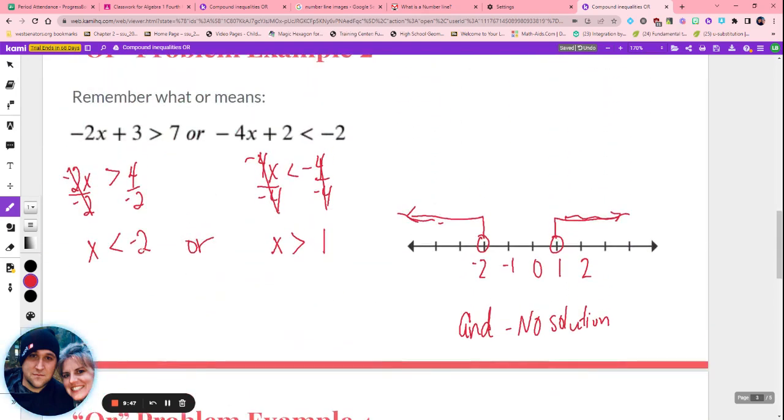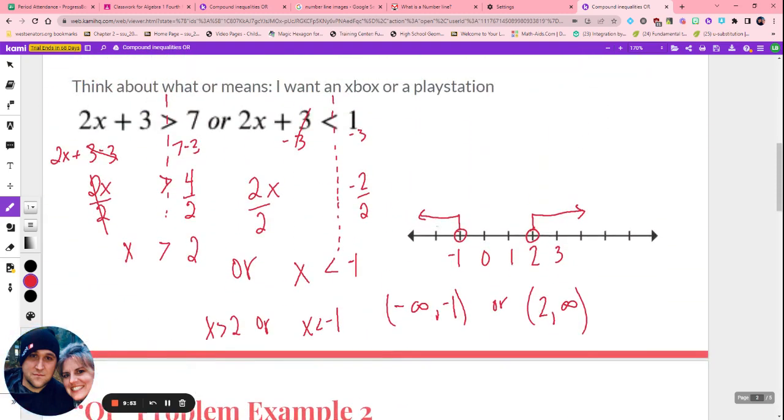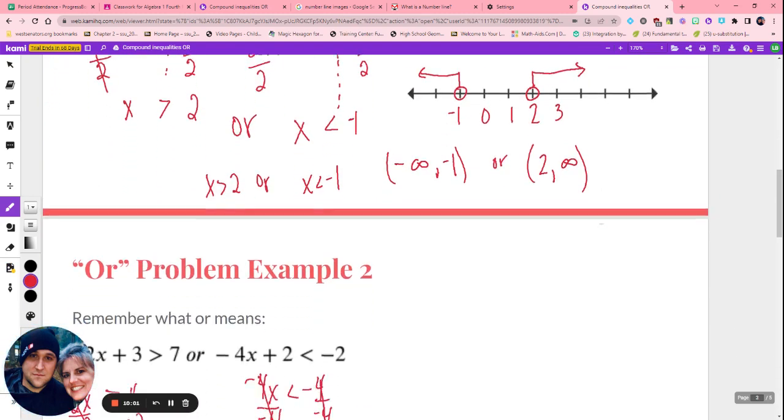But on this one, I would have to write both inequalities because we're saying all of these are solutions or all of these are solutions. Same thing here. Take into consideration both inequalities because everything down here is a solution or everything over here.